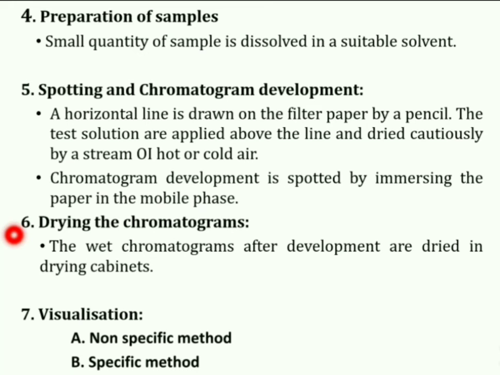Next is drying the chromatograms. The wet chromatograms after development are dried in a hot air oven, which is heated electrically with temperature controls. Next is visualization. Visualization of chromatograms is done by various chemical and physical methods. These methods are divided into two types: first, non-specific methods, and second, specific methods.